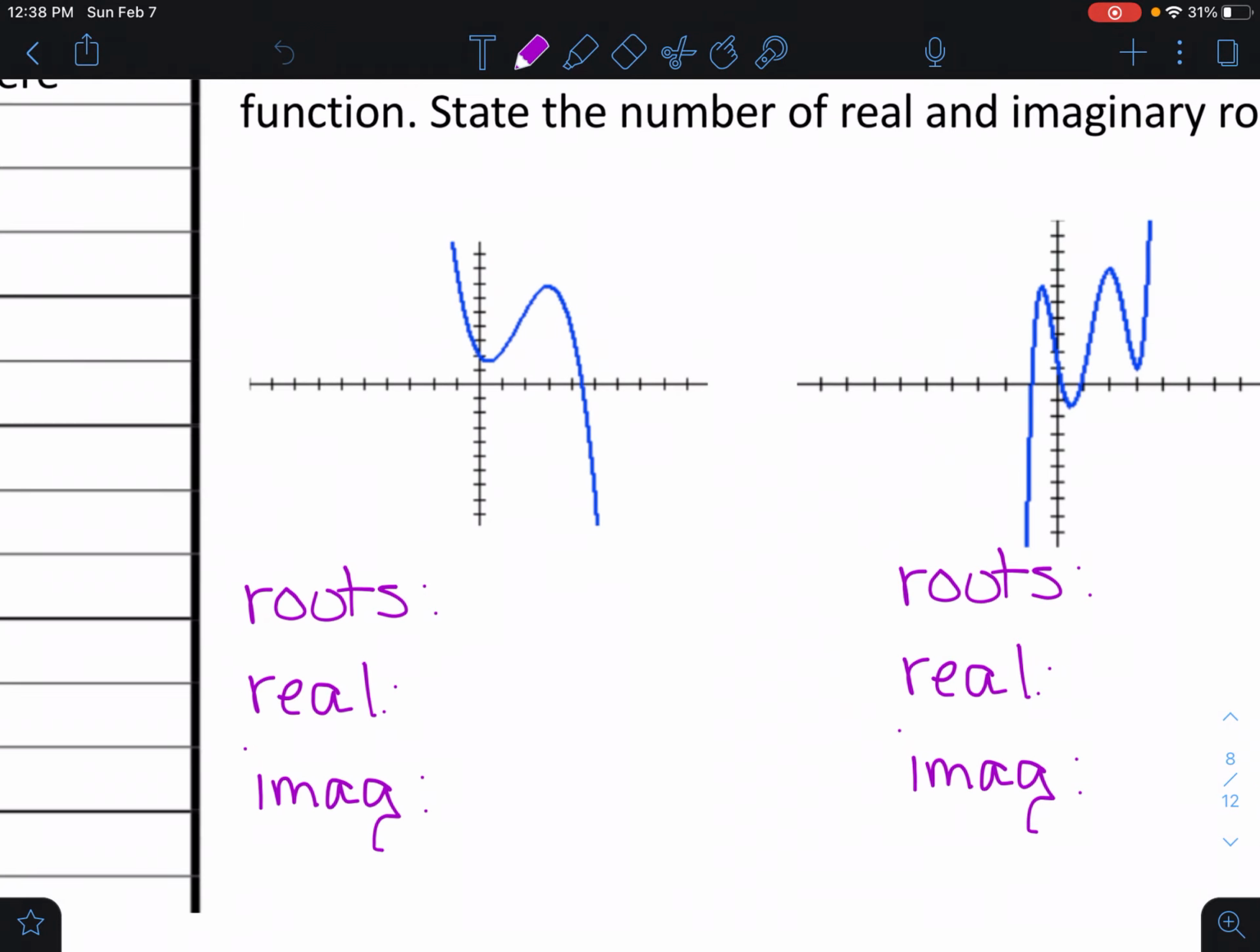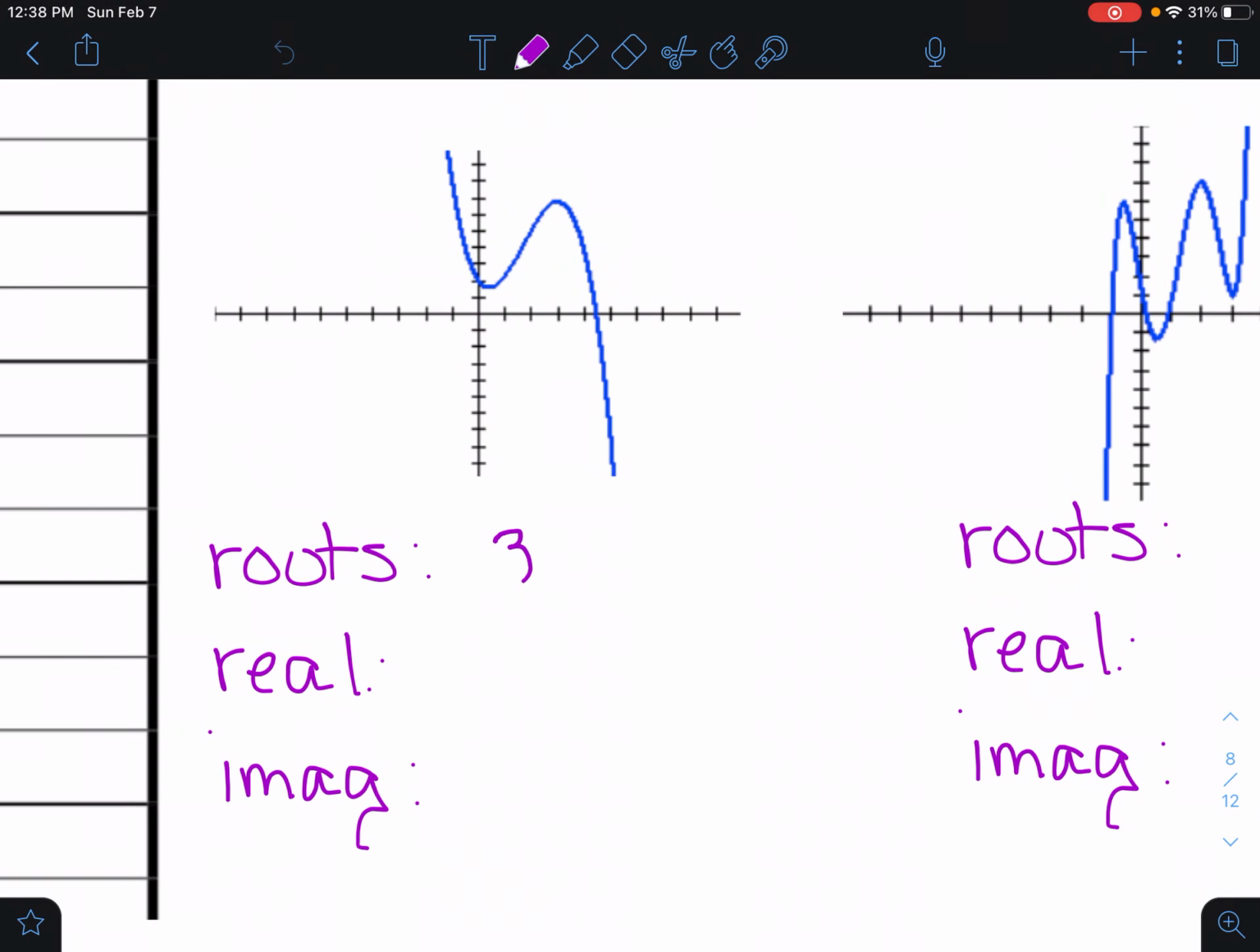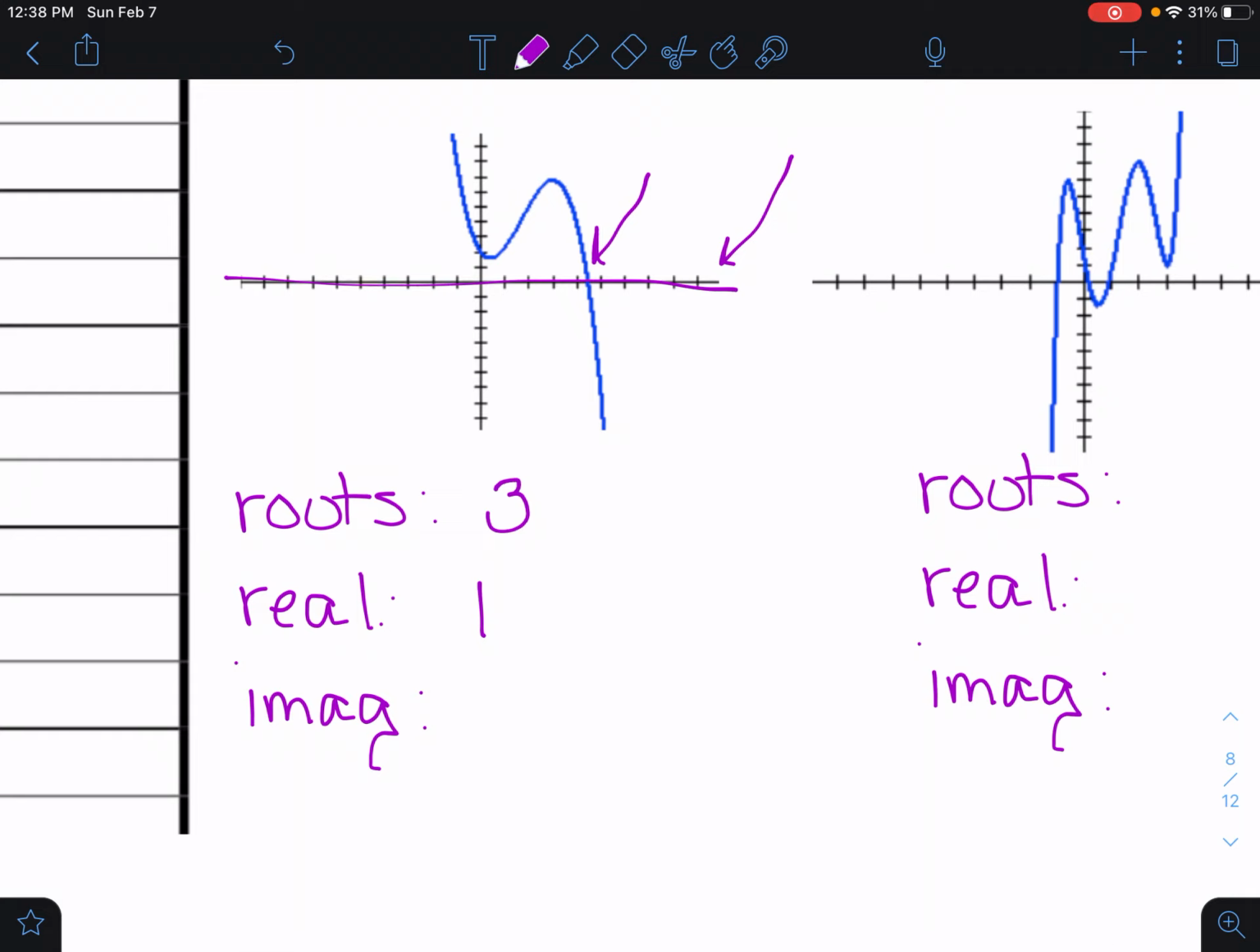So how many roots does this have? It's a cubic function, so that means it has to have 3 roots. Real roots will be where it crosses the x-axis. So how many times does it cross the x-axis here? Just the once. So there's just 1 real root. Now I have to have a total of 3. That means I'm missing 2. So the other 2 are imaginary. They will not show up on your graph. So imaginary roots always come in pairs. So I have 1 real and 2 imaginary. That's a total of 3.